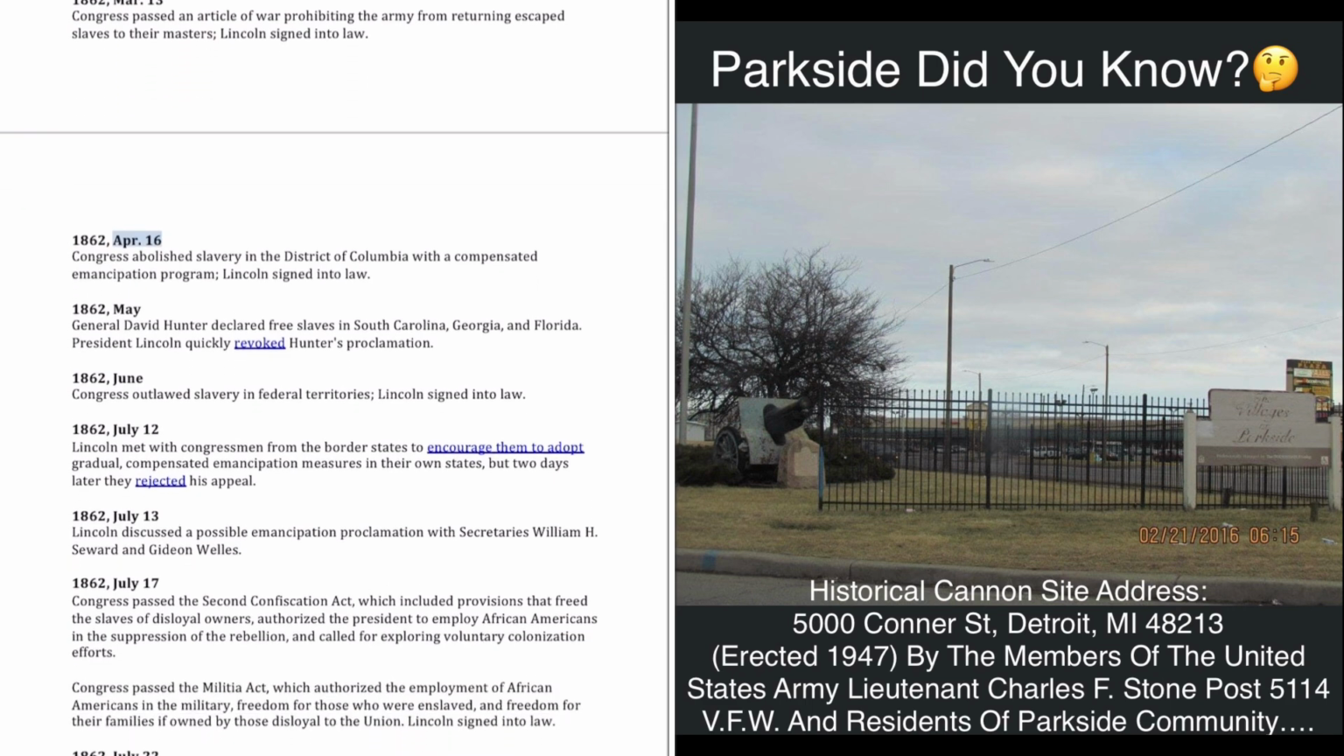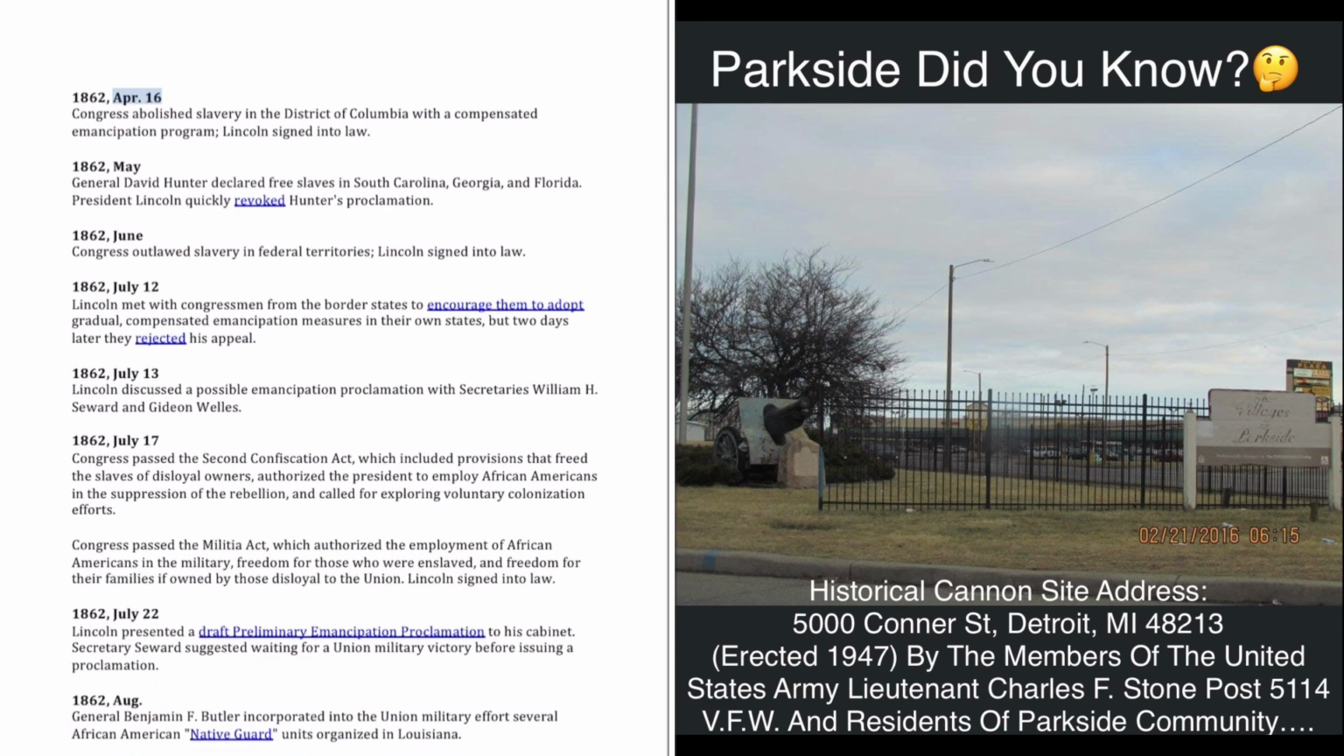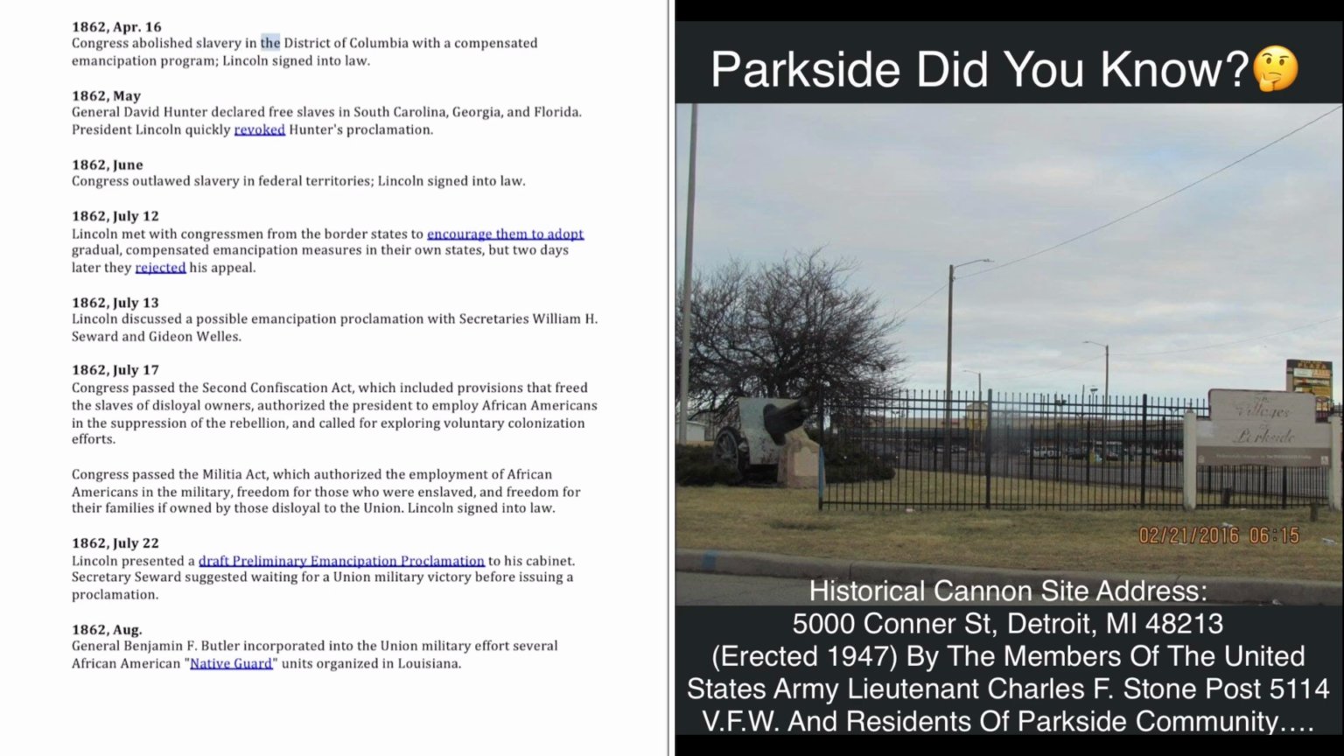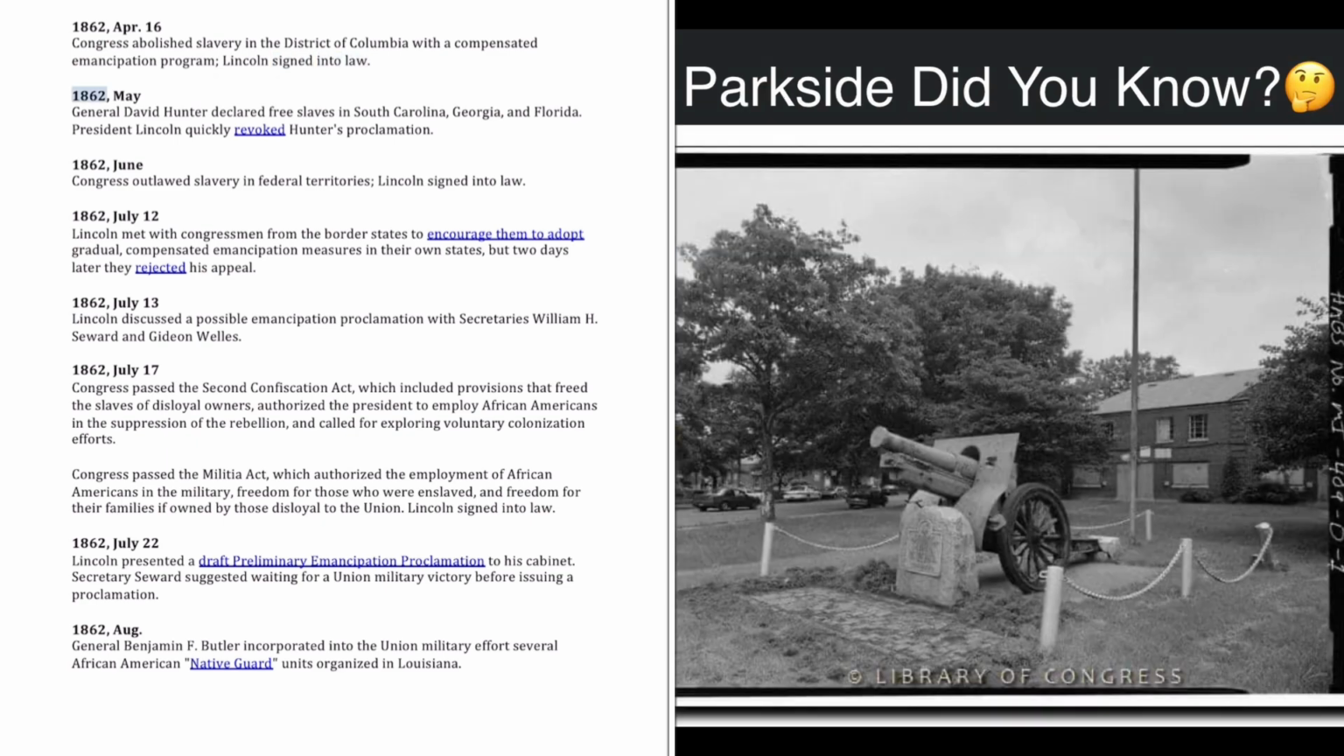1862, April 16th. Congress abolished slavery in the District of Columbia with a compensated emancipation program. Lincoln signed into law. 1862, May. General David Hunter declared free slaves in South Carolina, Georgia, and Florida. President Lincoln quickly revoked Hunter's proclamation.